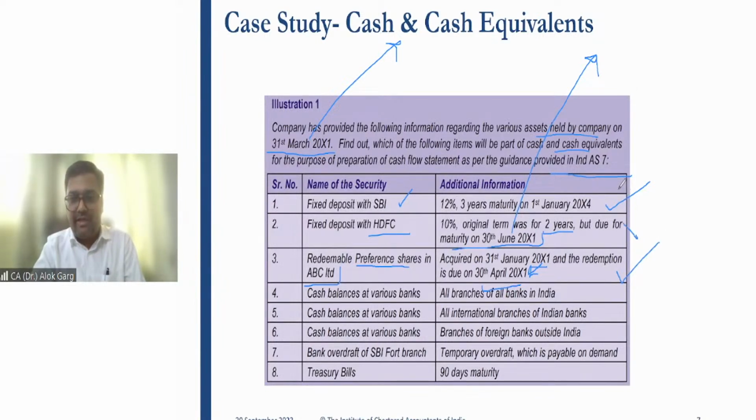So this is not a cash and cash equivalent. This is cash. Cash balance at various banks, of course, cash and cash equivalent. Cash balance at various bank international branches, cash and cash equivalent. Yes. Branches of foreign banks outside India, yes. Bank overdraft, which is payable on demand, yes, cash and cash equivalent. Treasury bills, 90 days maturity, yes, cash and cash equivalent. Right.